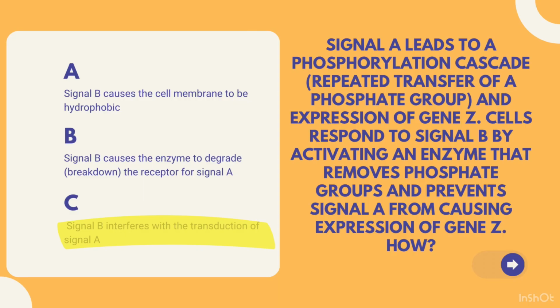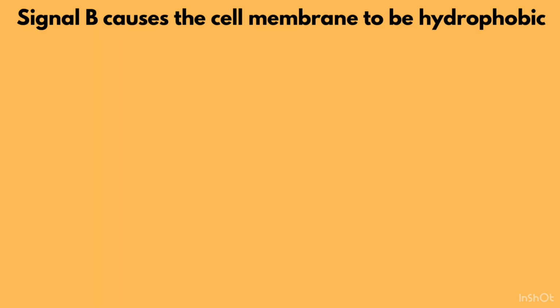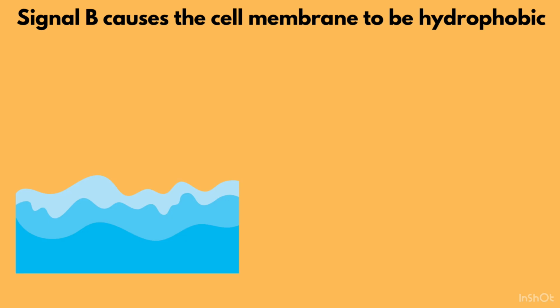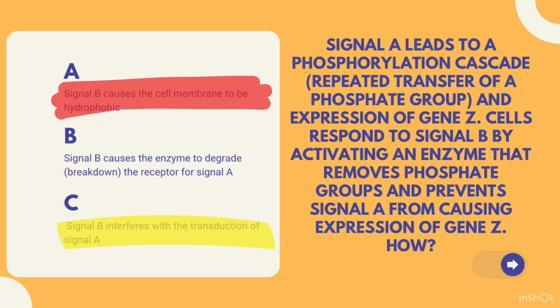But let's look at A. Signal B causes the cell membrane to be hydrophobic. Why is this wrong? This is incorrect because the hydrophilicity of the cell membrane is not directly related to phosphorylation cascade or even expression of gene Z. The hydrophilicity of the cell membrane is a physical property that determines its ability to interact with water, while the phosphorylation cascade is a chemical process that involves the transfer of phosphate groups. So that's why A is wrong.